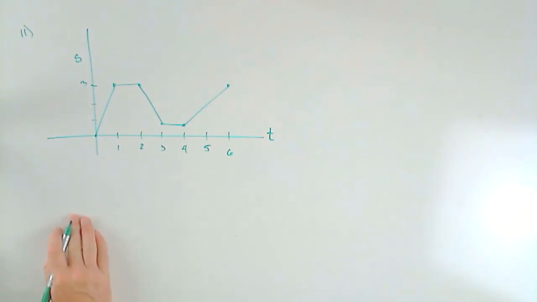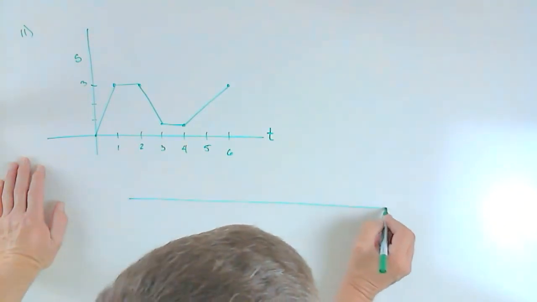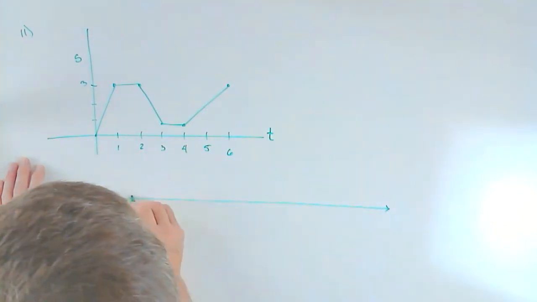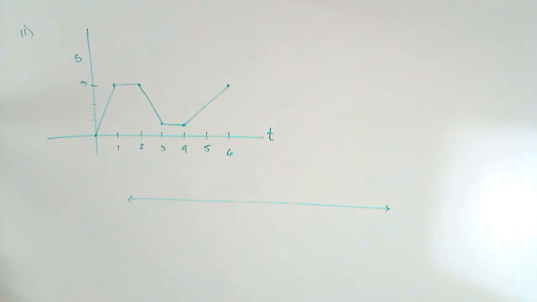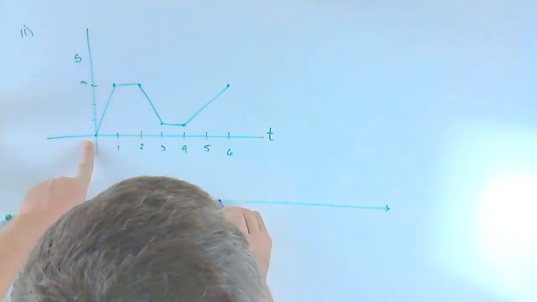Now, we knew, based on what they told us in the problem, that our particle is moving along a horizontal line. So we're going to plot where our particle is located along this line. This is position. So at time 0, we're located at position 0 because it's 0, 0. So I'm just going to call this 0 right here.